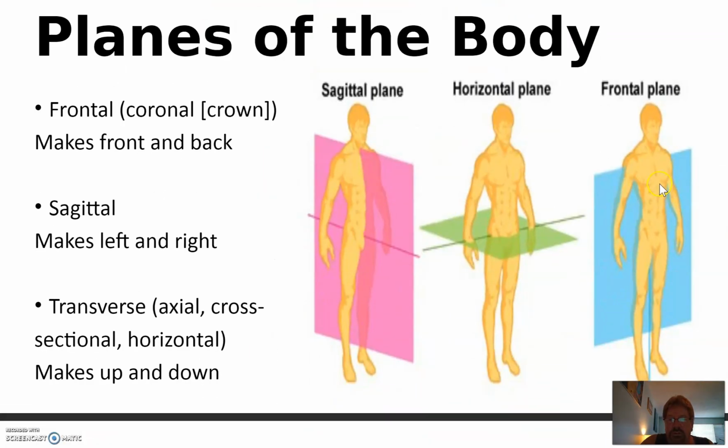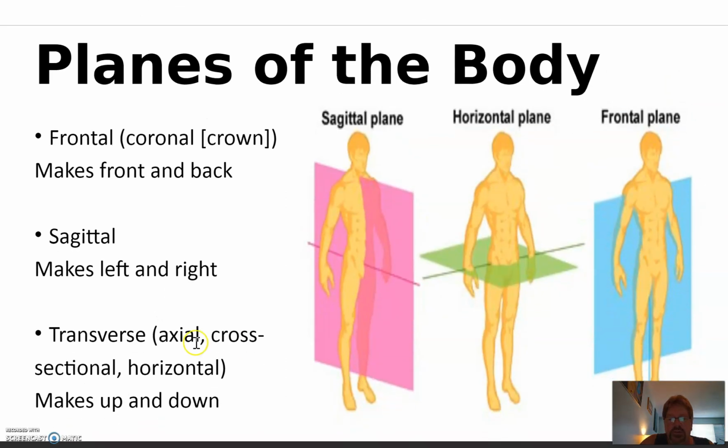All right, we also have some imaginary planes in the body. These are used for diagnostic imaging like MRIs and things like that. Okay, so there are three. There's a sagittal plane, which divides the body into right and left halves or portions. There's a horizontal plane that divides it into upper and lower portions. And there's a frontal, also known as a coronal plane, here's the word here, which divides it into a front and back half. Now, if you cut somebody open, would you find these planes inside their body?